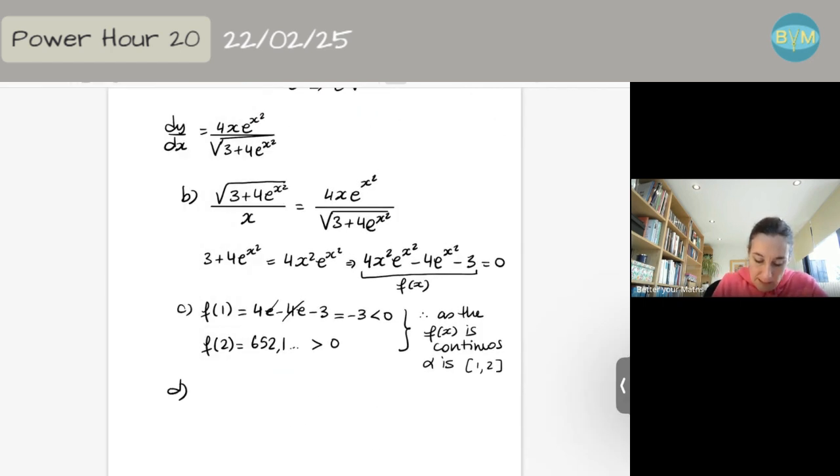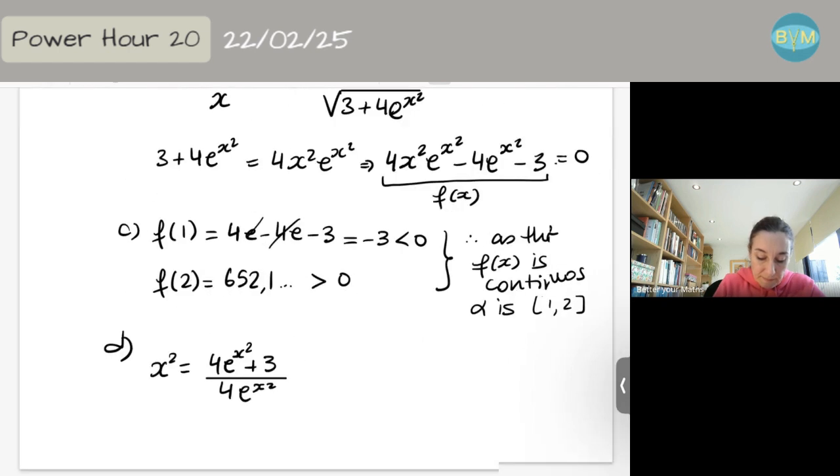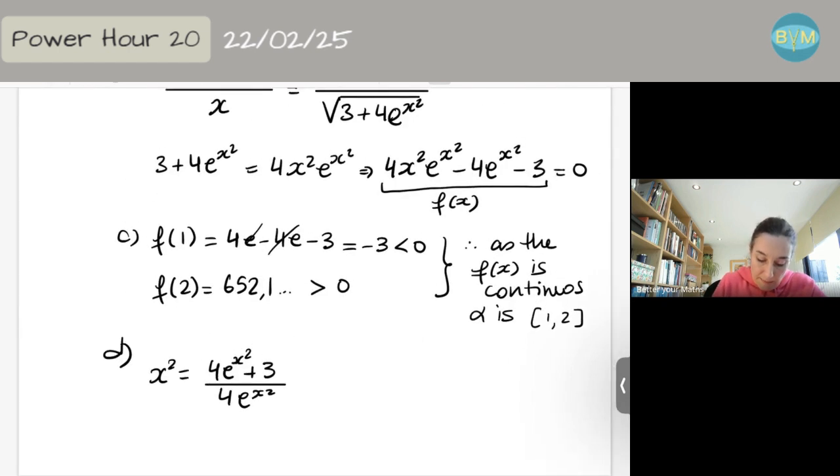If we make that x squared the subject, I'm going to use this one. I have 4e to the power of x squared plus 3, and then divided by 4e to the power of x squared. I'm just using this one. I'm making x squared the subject. So this goes positive to the other side and divide by 4e to the power of x squared. And I'm going to do the square root.